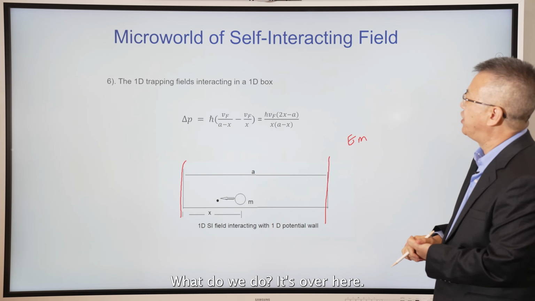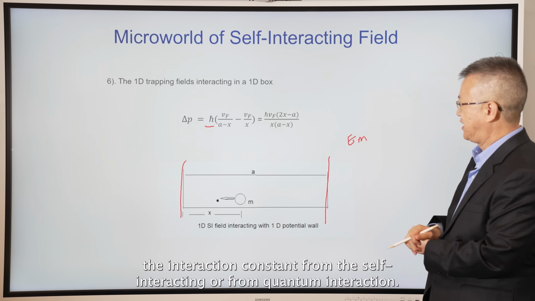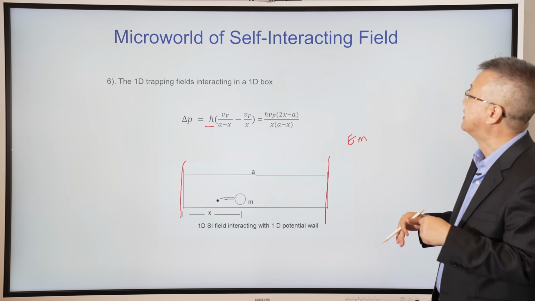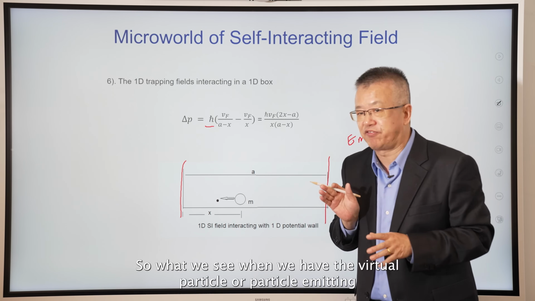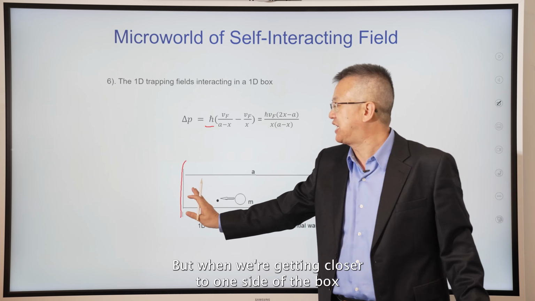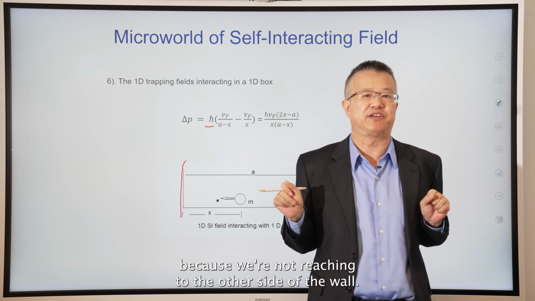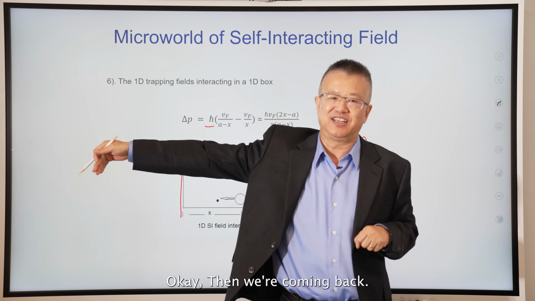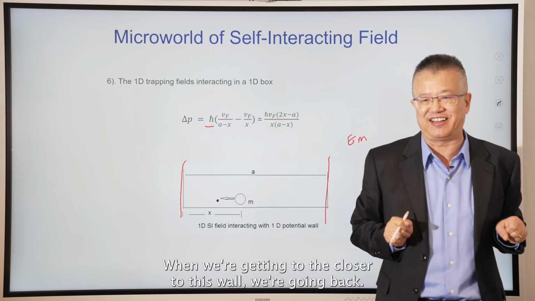What we do over here is something like this. This is like the interaction constant from the self-interaction or from quantum interaction. So what we see is the virtual particle or particle emitting to the left side and to the right side, all equal. But when we're getting closer to one side of the box, because we're not reaching the other side of the wall, we see one side of the wall, and then we're coming back. When we get closer to this wall, we go back.